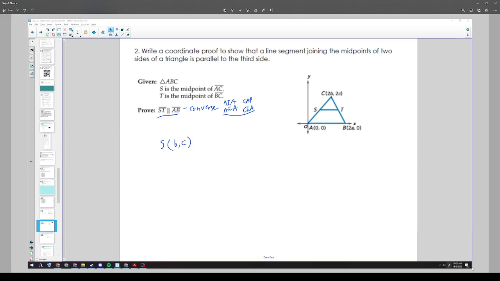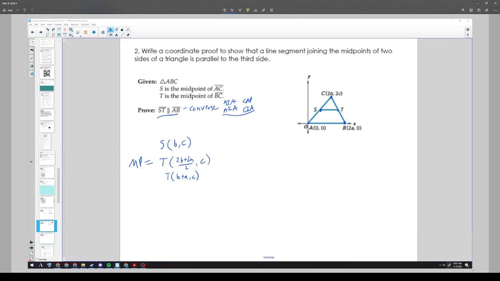Then we have T is at, it's halfway between this one and this one. So T is at 2b plus 2a over 2, comma, 2c plus 0 over 2, which is just C. So that means they're at the same height, so that seems like a positive step in the right direction. So if C and C are at the same height, that's going to be helpful probably. We can simplify this to be just B plus A comma C. So this is all midpoint coordinates.